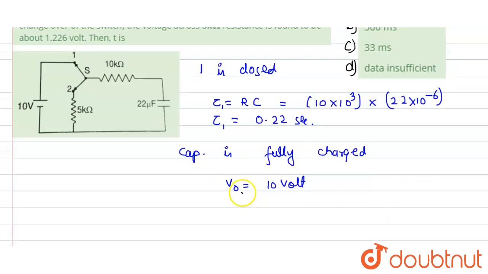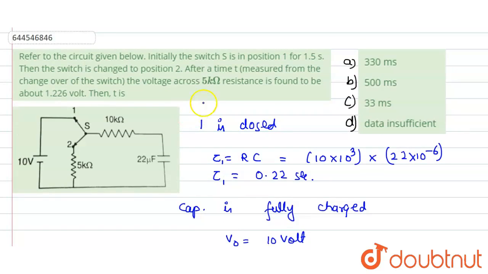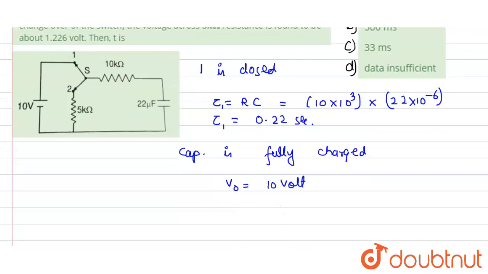And what would be the corresponding charge? If we need to find the charge, we can find it by multiplying this voltage at the steady state with the capacitance value. Now what we need to find is the time after which the potential difference in this part is equal to 1.226. That means now we are closing S2. Now S2 is closed, that means this is closed.